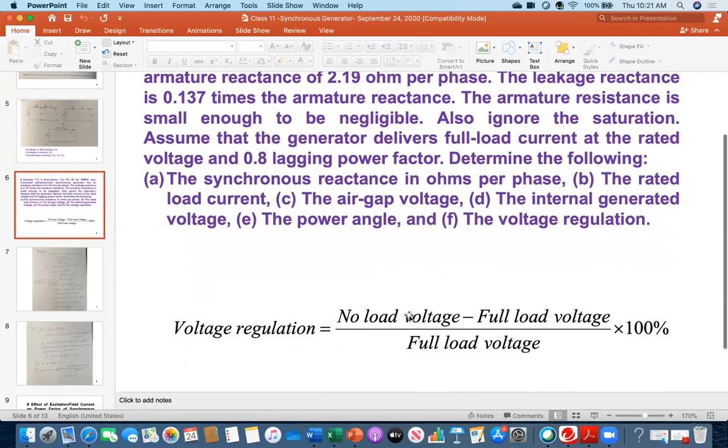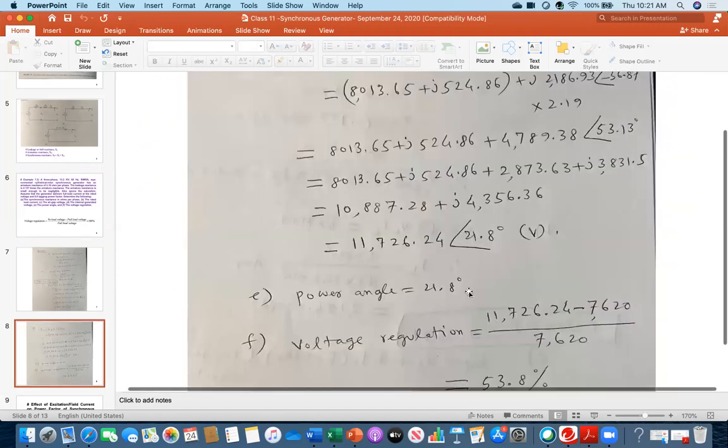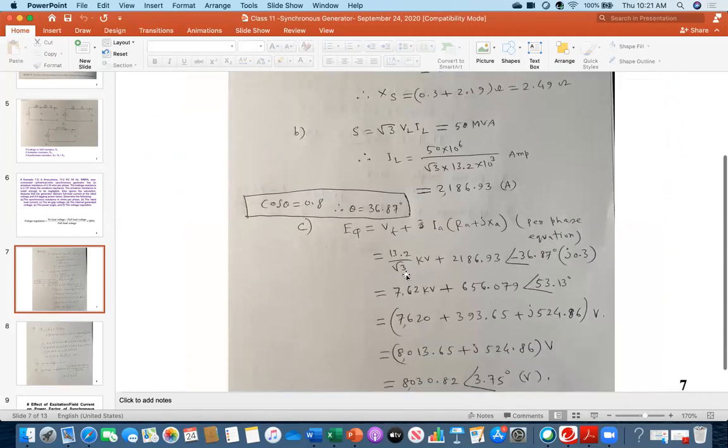And the no load voltage, which is the internal generated voltage. So that's why everybody says this is that 11,726.24. Here, to calculate voltage regulation, you don't need to take the angle into account. You just need the magnitude. So that's why this portion is the no load voltage. And then 7,620, that is the terminal voltage. Here you see that I got 13.2 over root 3, that's 7620.